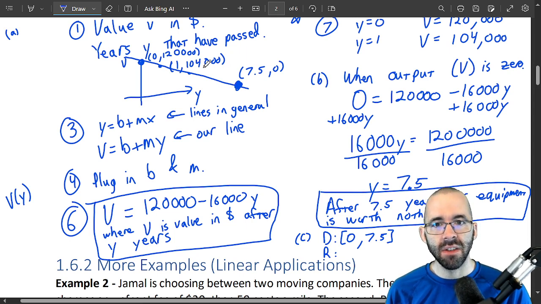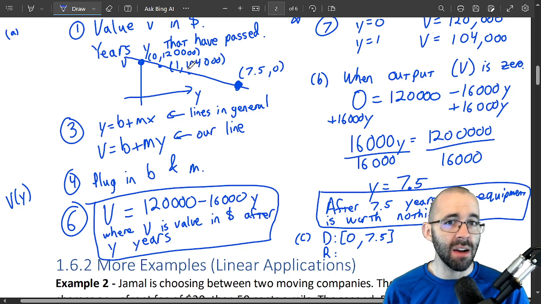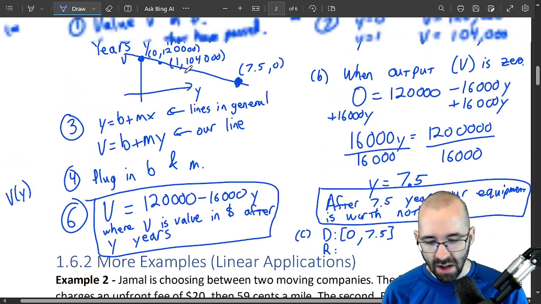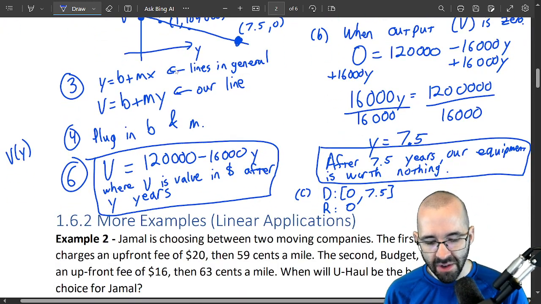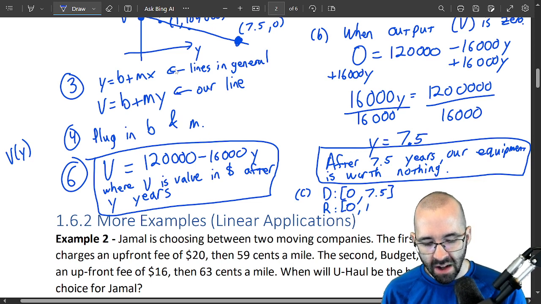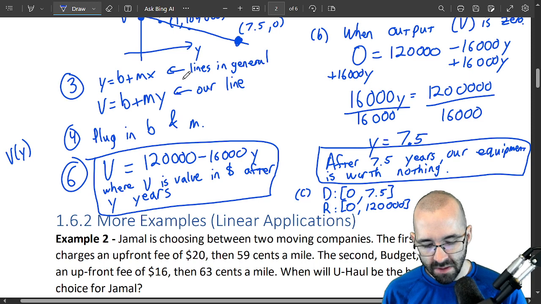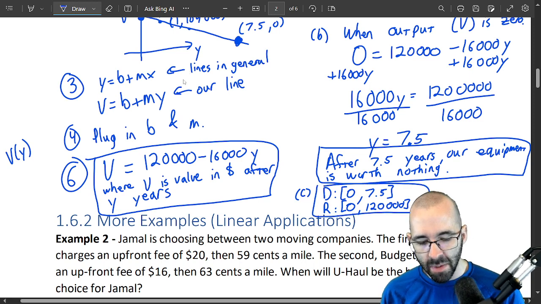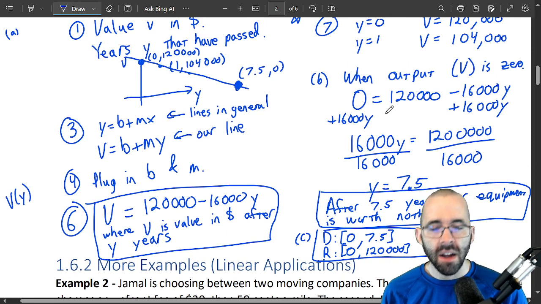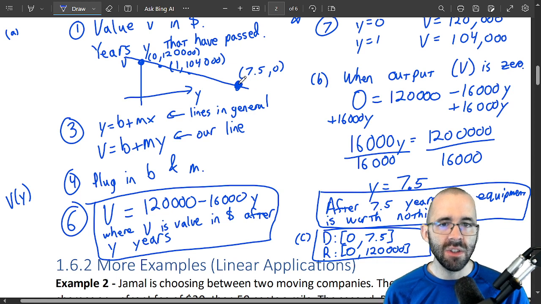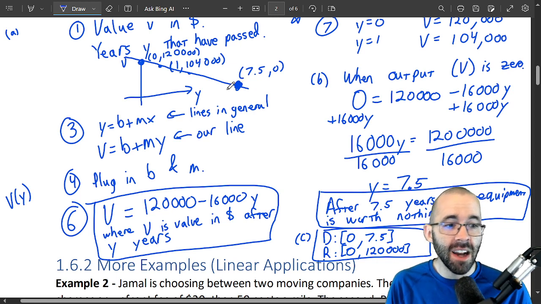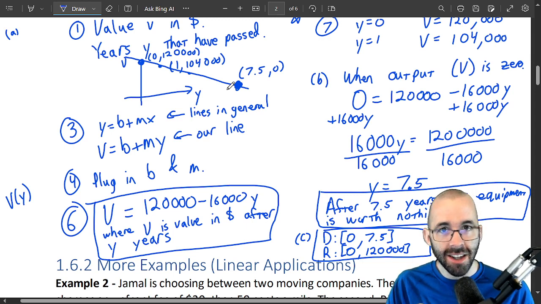What are the y values going to look like on that range? This is where the graph really did help. The y values, well, the smallest value that makes sense is 0, and the biggest value that makes sense is 120,000. That's a domain and range that makes sense. The range usually is dependent on the domain, because the range is output values, and output values are dependent on input values.